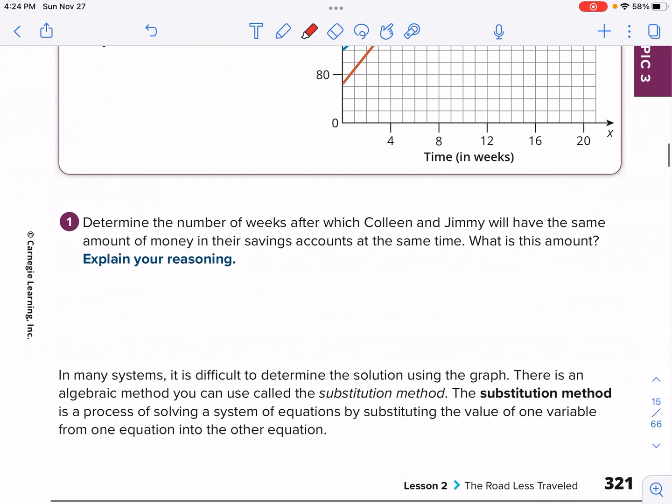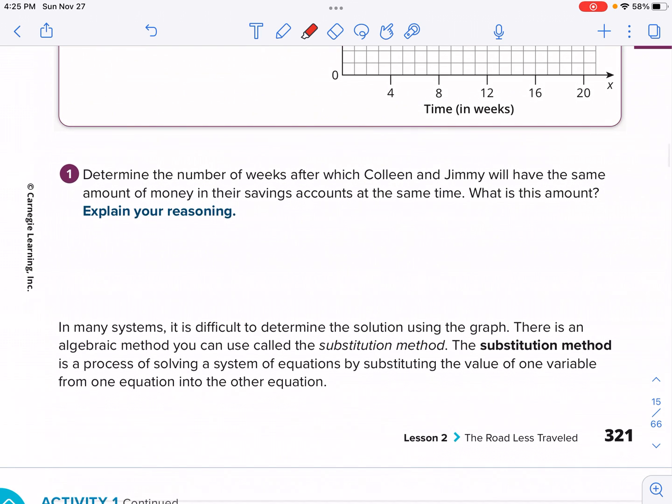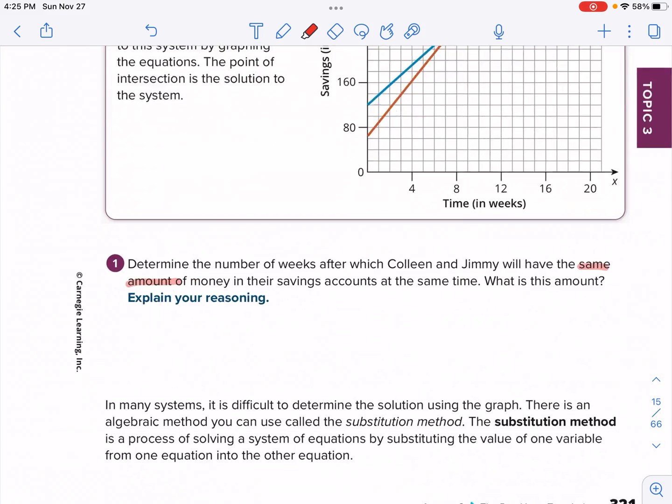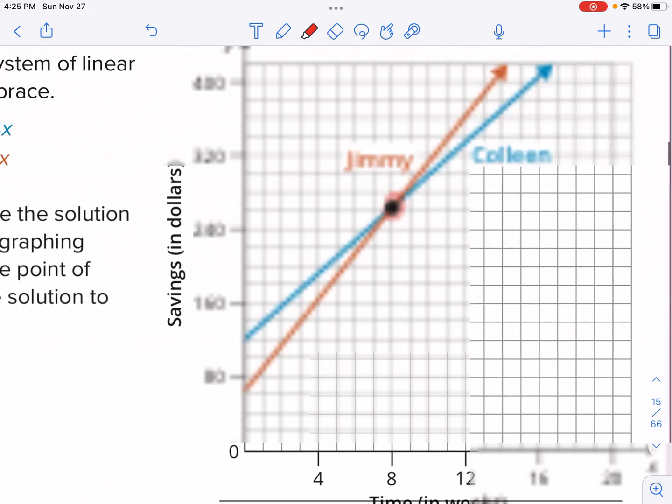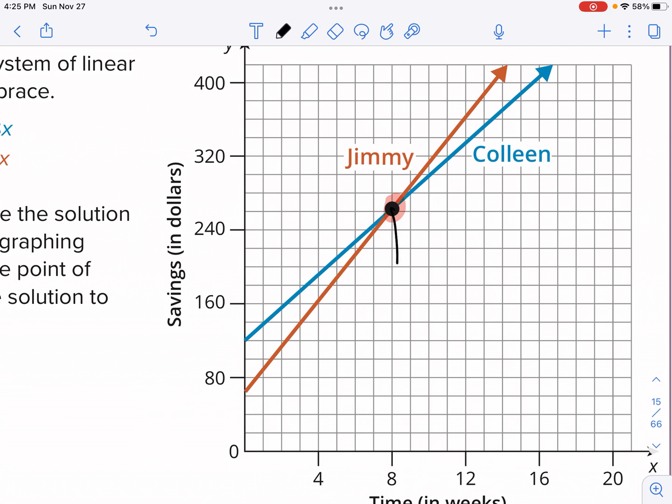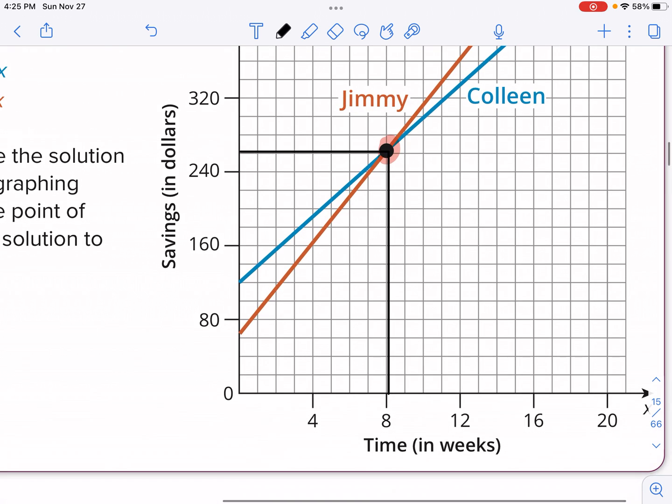Number one, and really there's just one problem here. Determine the number of weeks after which Colleen and Jimmy will have the same amount of money in their savings account at the same time. What is this amount? Okay. So whenever we see something like this, I like to draw a horizontal and vertical line through this point so I can see where it crosses on the x-axis, where it crosses on the y-axis. Okay. So it looks like they will have the same amount of money at 8 weeks.